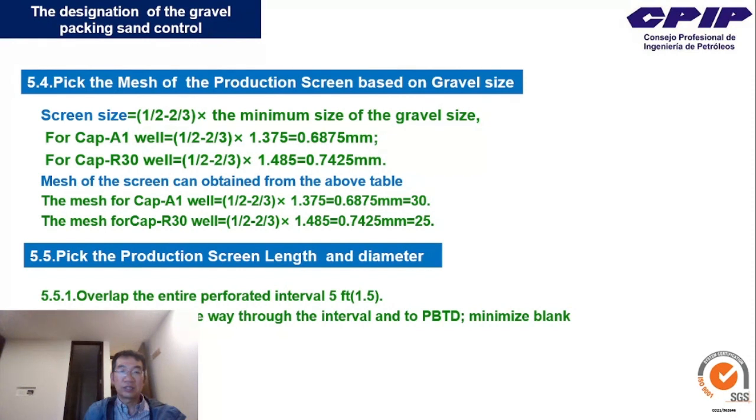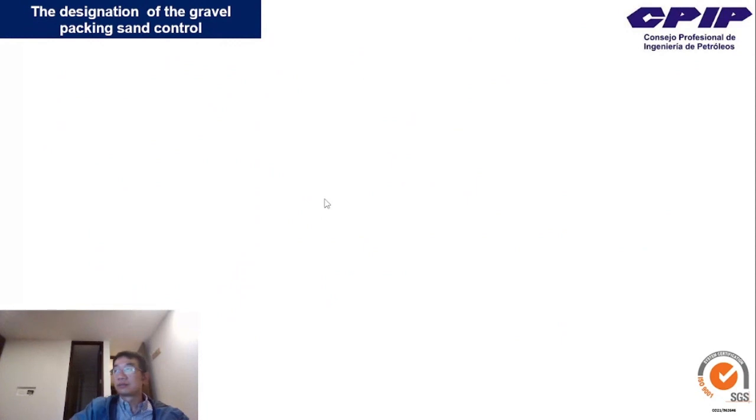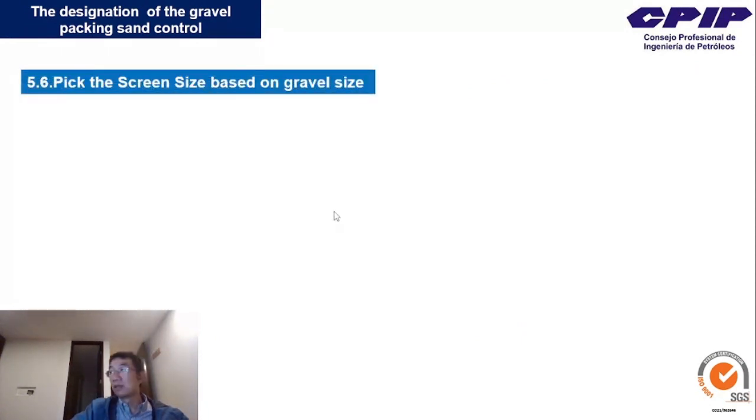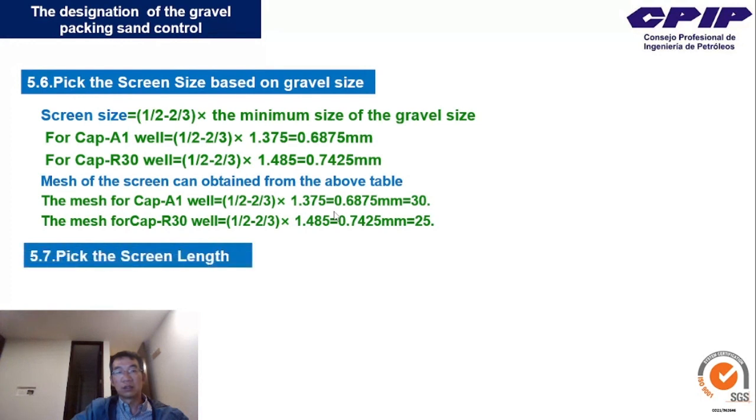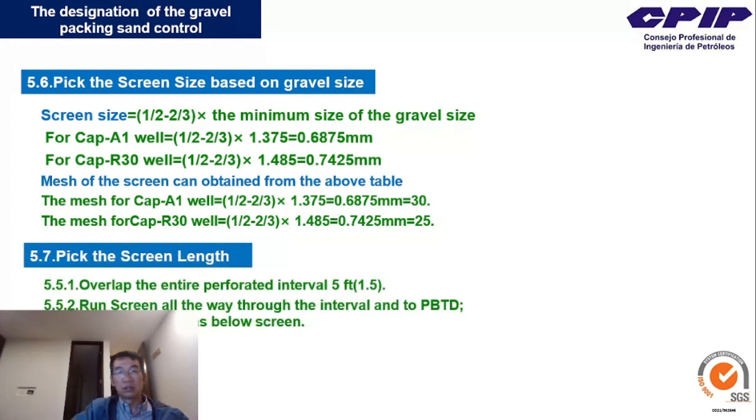5.5 Pick the producing screen lengths and diameters. Overlap the entire perforated interval 5 feet, and run the screen all the way through the interval and to PBTD, minimizing the blank area below the screen. Pick the screen size based on the gravel size. It's the same.